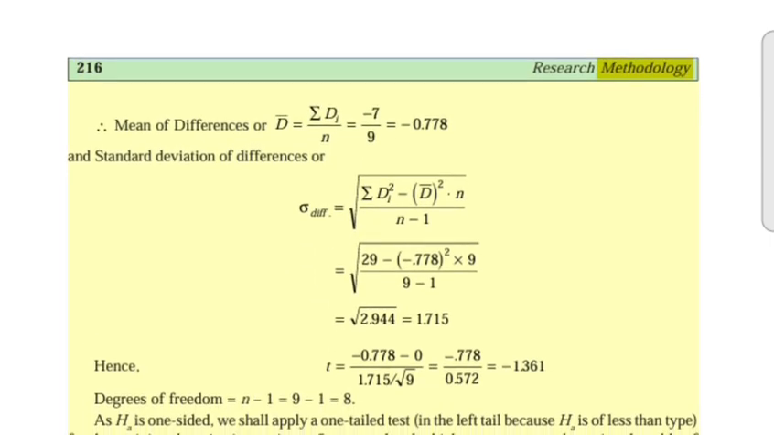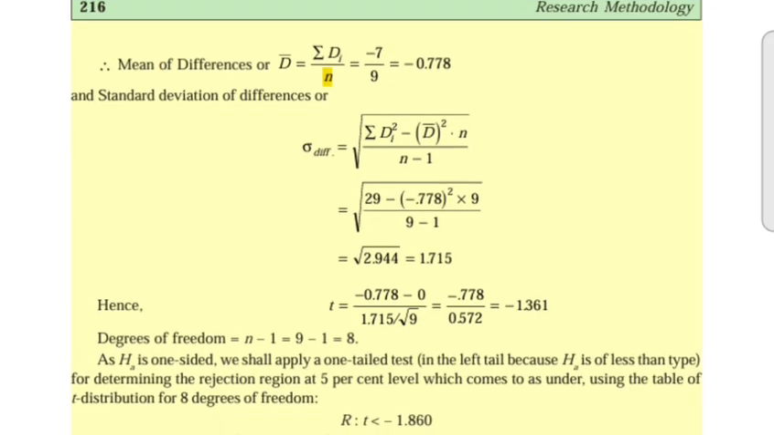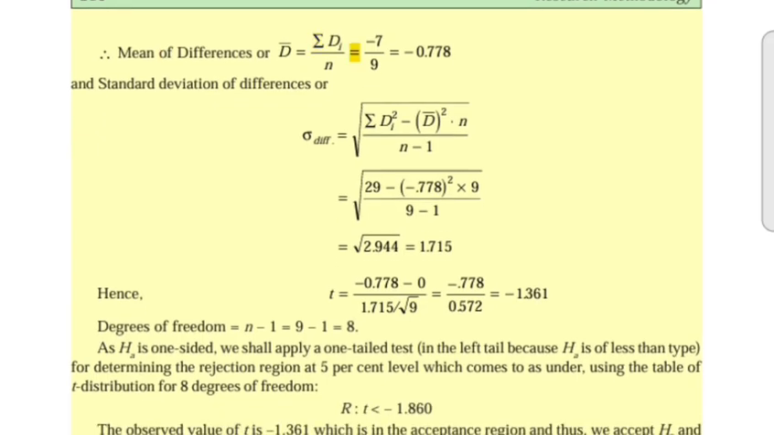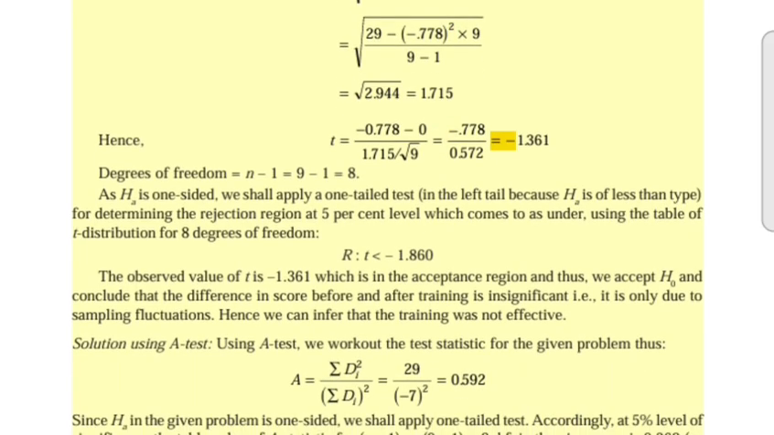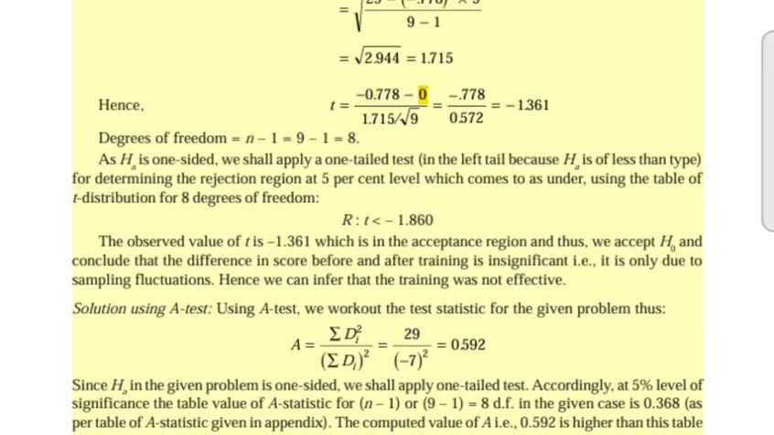Research methodology. Therefore, the mean of differences is d-bar = Σdi/n = -7.9/9 = -0.878, and the standard deviation of differences is σdiff = sqrt(Σdi² - n(d-bar)²)/(n-1) = 2.944. Hence, t = -0.778/(2.944/√9) = -1.361.